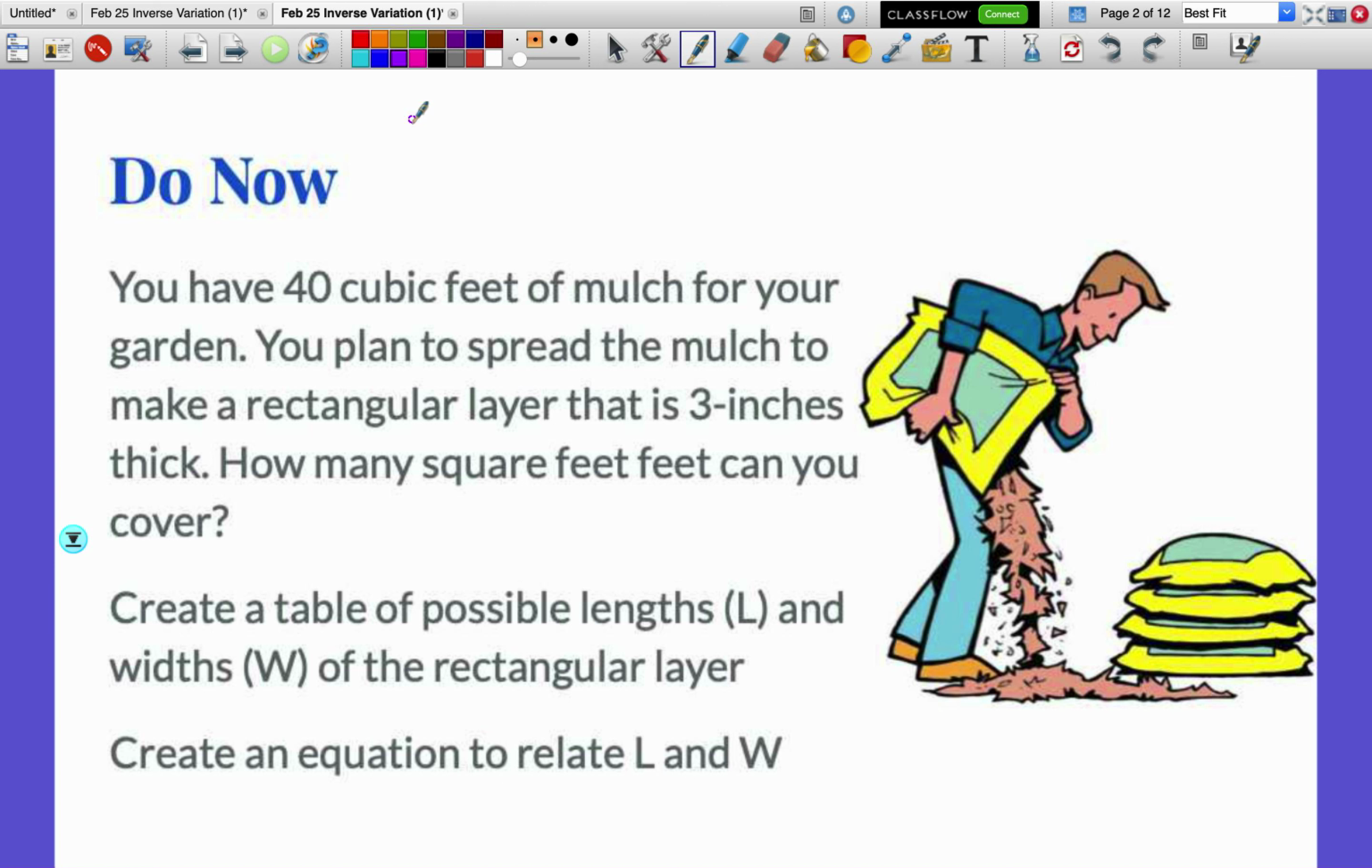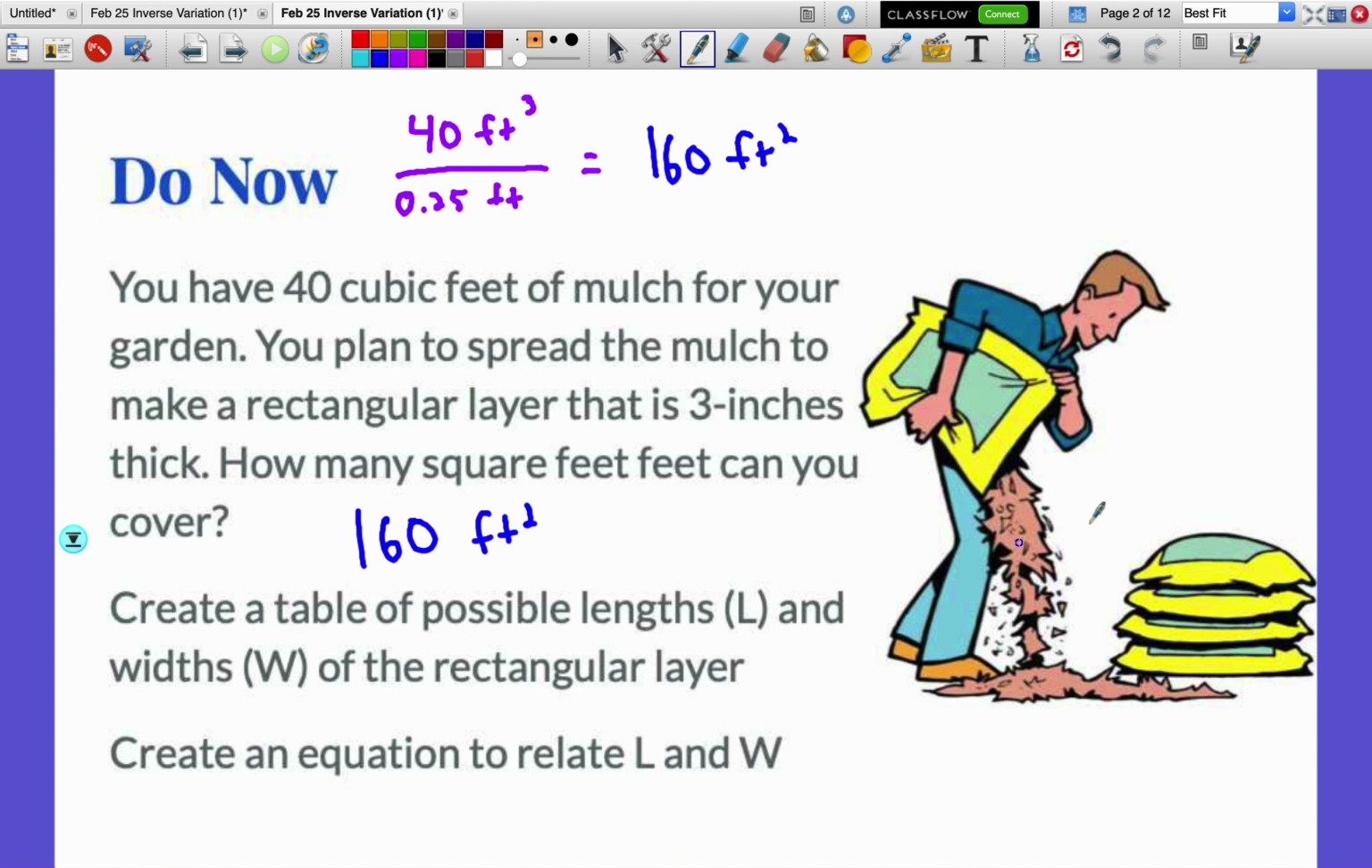So here's one way we can figure that out: let's take our 40 cubic feet, so feet cubed, and divide it by one of its dimensions, the 3 inches thick, to figure out the area of the footprint of this rectangle. One problem is that these have different units, so we'll convert the 3 inches to feet. 3 inches is 0.25 feet. Now this is going to be equal to 160 square feet. A foot cancels out with a foot, and we're still left with square feet on top. So 160 square feet is the answer to the first part.